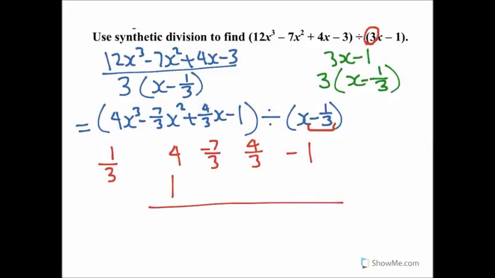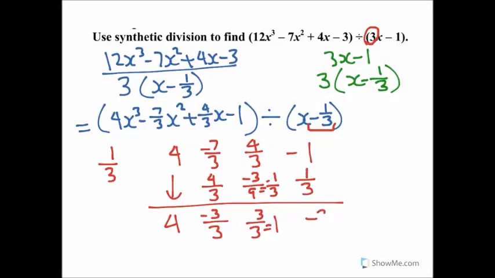Draw a line. Bring down the first coefficient. Multiply by 1/3. So this gives us 4/3. Add. Multiply. Add. Multiply. And add.